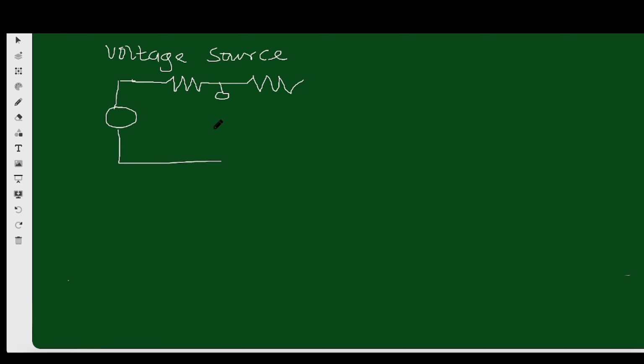This is already open, so no current flows here. And remember that because we've disconnected the load resistor, no current will be flowing here too. 3 ohms and 2 ohms. So we want to get the voltage that is being faced here. Let me call it VOC. Right, this plus minus 4 volts.